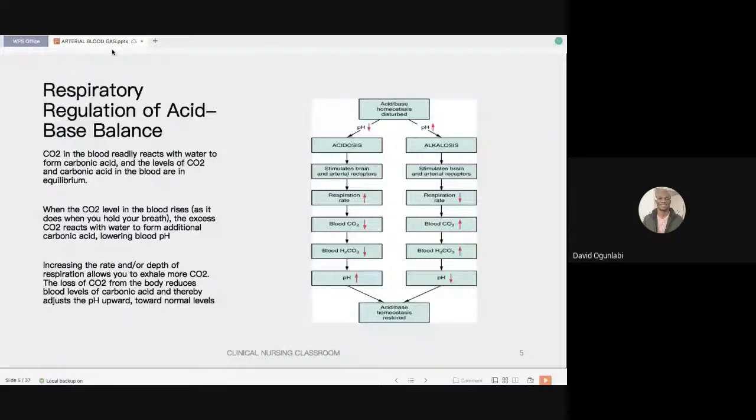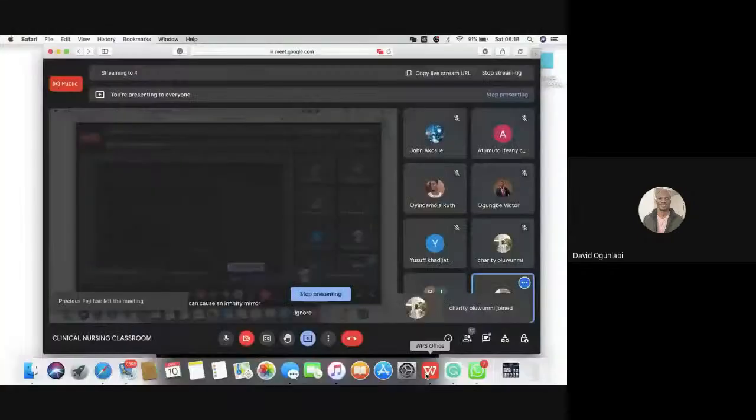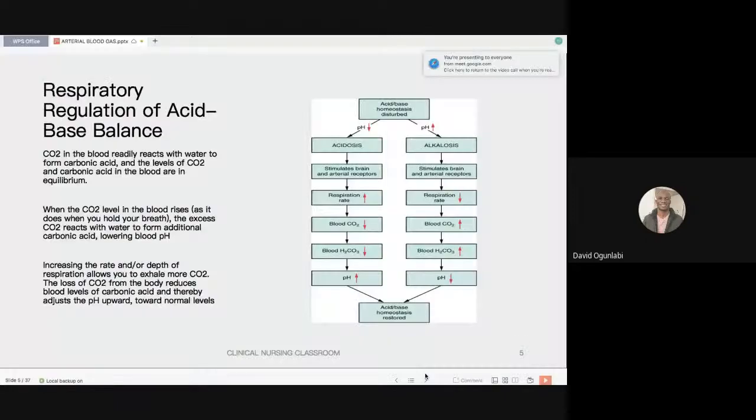All right, so let me go back. Generally, when we talk about the buffer system, or let me say ABG, there are two major systems I will be talking about: the respiratory system and the metabolic system.